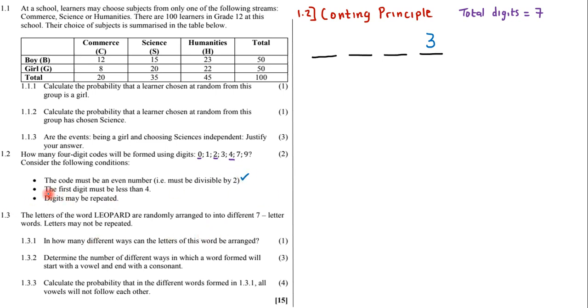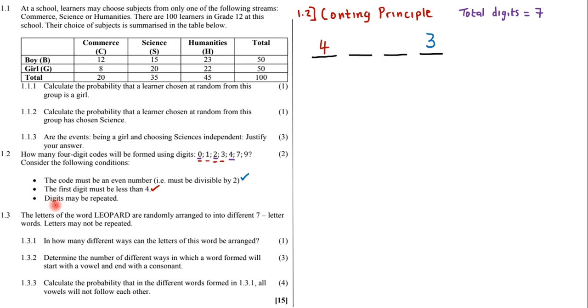Now we're going to look at the second part. It said the first digit must be less than 4, right? So if we want the first digit to be less than 4, we need to count how many digits are less than 4. Here there is 4, so I have 3, 2, 1, 0. Those are 4 digits, right? Which means I have 4 options to put in there, because there are 4 digits that are less than 4. Now the last part, so this one we're done.